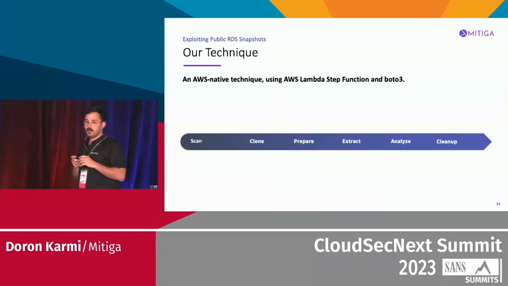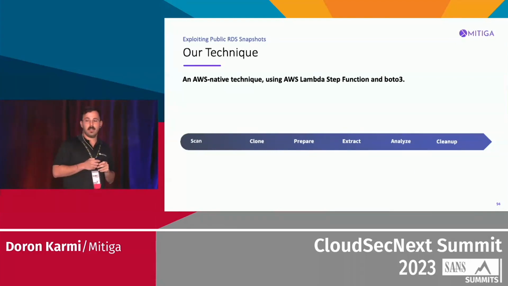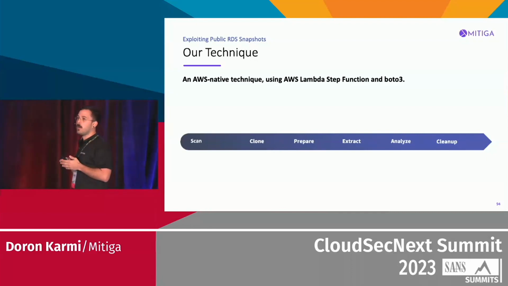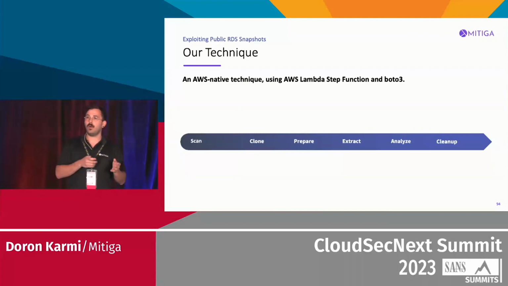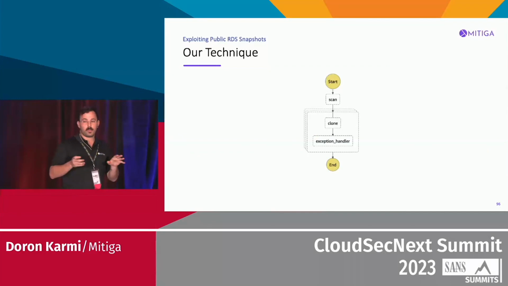What we did is we used an AWS native technique that uses AWS Lambda functions, Step Functions for the orchestration of the code, and Boto3 for the automation of the API calls. And our main goal was to do exactly what I showed you now, but to do it at scale, which means every day, to all regions, to be able to clone all the public RDS snapshots, and quickly. The speed is very important here because we were trying to look for snapshots that were exposed by mistake just for a few minutes. So we built two processes.